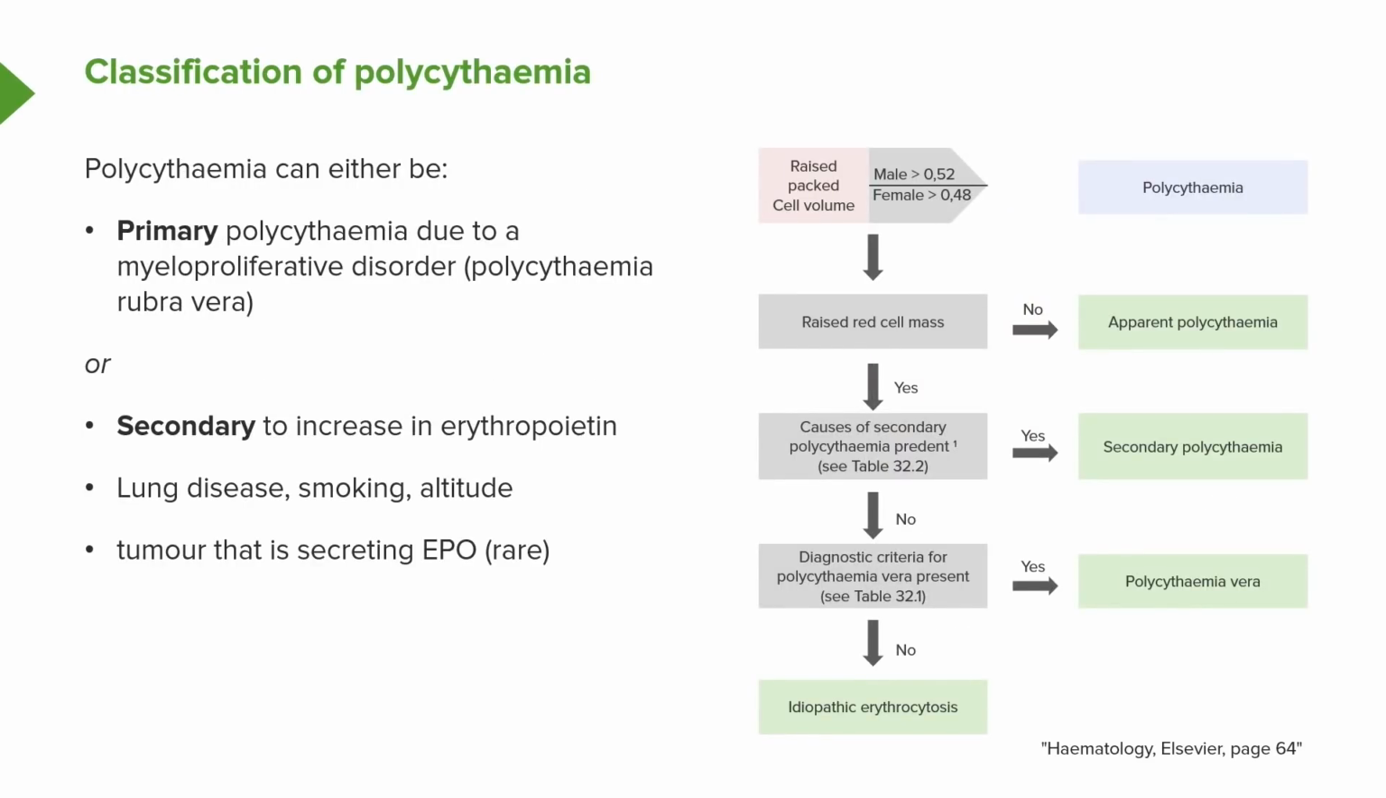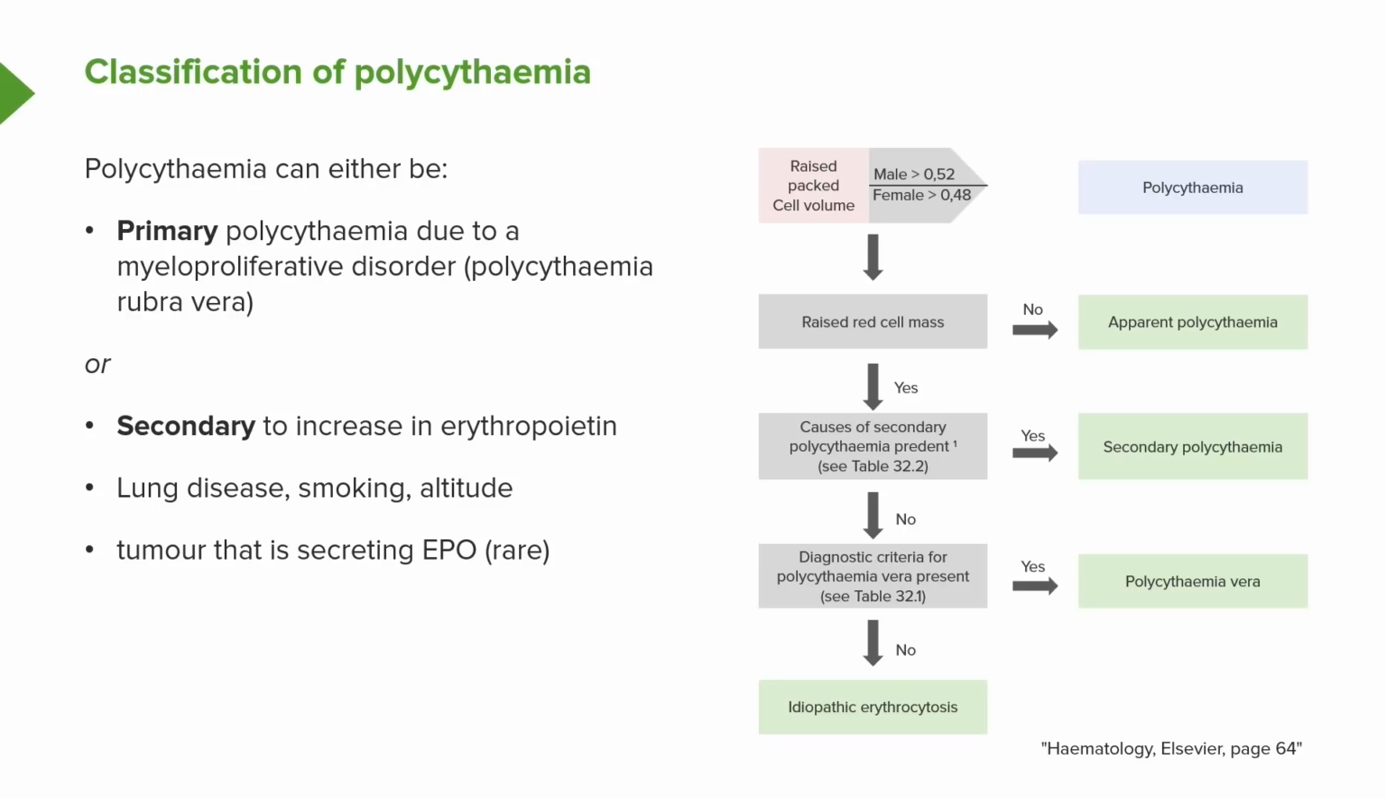Let's look at how we classify polycythemia. Polycythemia, as you'll see on the left, can be classified as either a primary polycythemia due to a myeloproliferative disorder, or secondary to an increase in erythropoietin, lung disease, smoking, altitude, or sometimes a tumour that's producing lots of erythropoietin and driving the bone marrow.